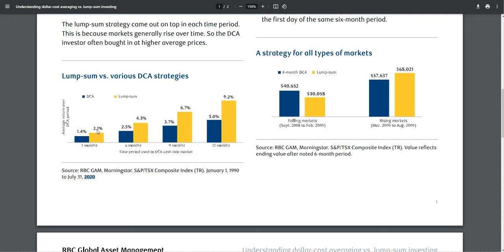You would be up over, we would have done better than dollar cost averaging. Same goes for 6 months, 9 months, and 12 months.